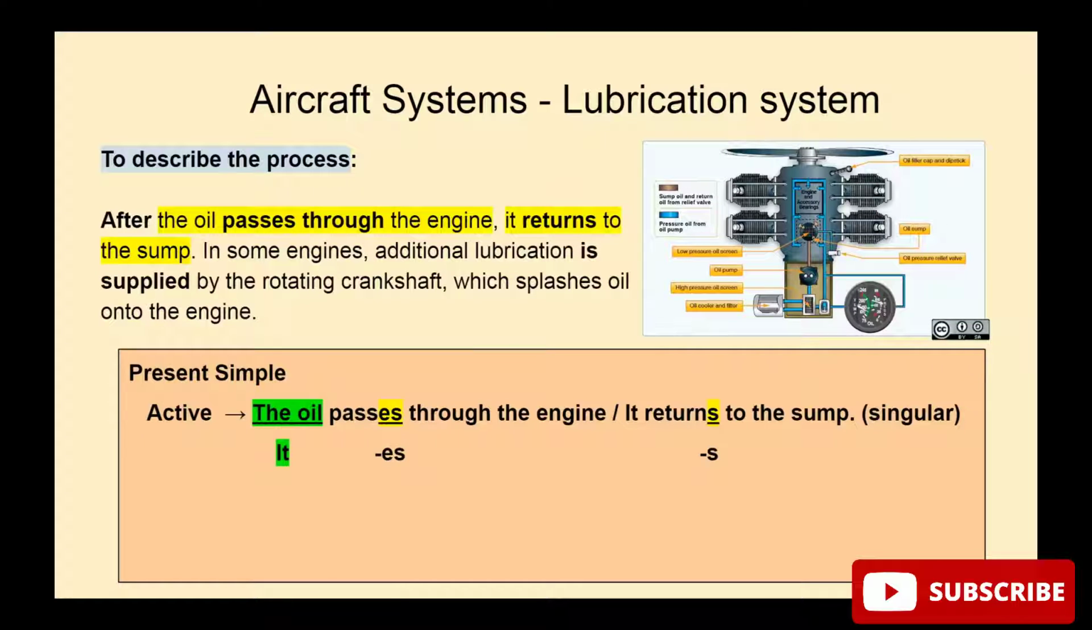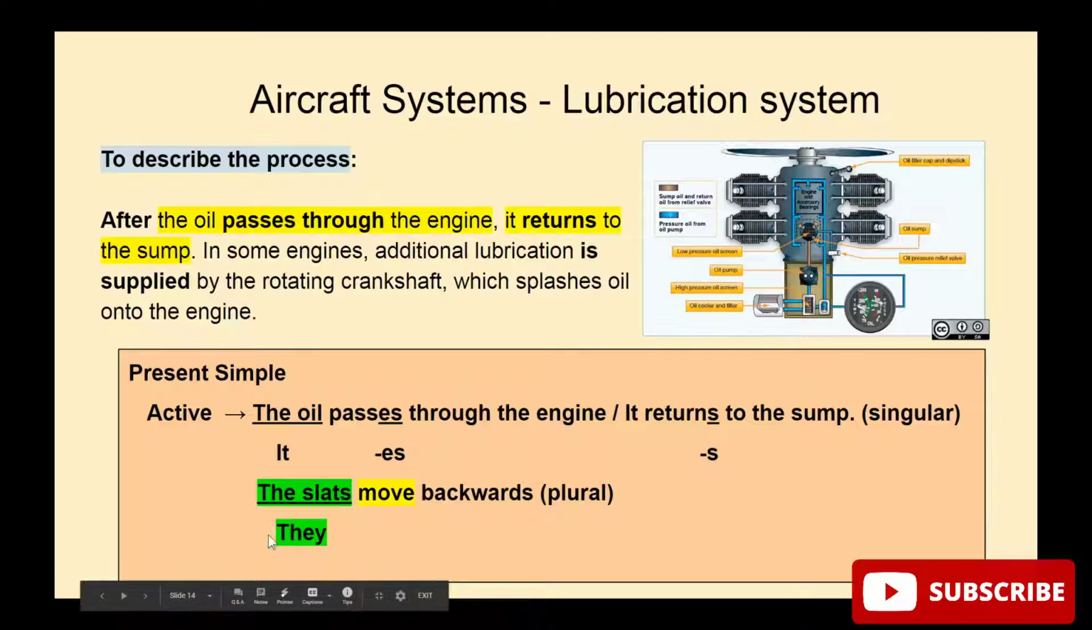On the other hand, when describing the process of a system, we normally use the present simple. As we are talking about things, we use the third person singular or plural. When the subject is singular, we need to add the final es to verbs, as in the oil passes through the engine or it returns to the sump. When we have more than one unit in a component, we need to use third person plural, and therefore we don't put any es at the end of the verb, as in the slats move backwards, which can be replaced by they.